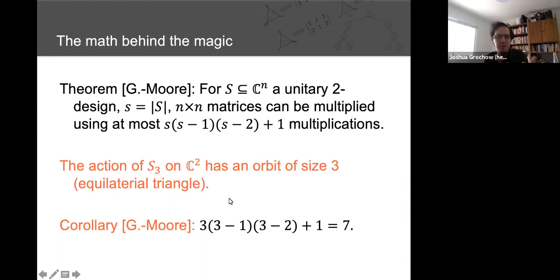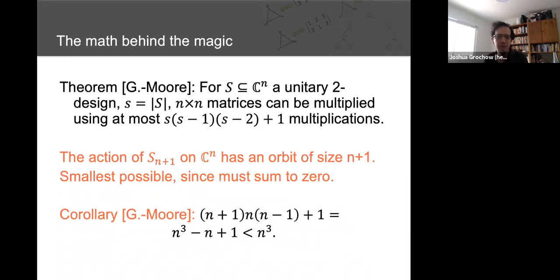And so Strassen's algorithm somehow comes from this unitary 2 design, or if you like, this group orbit. Now there's some real structure to this. I didn't write down the exact equations, but the point is there's a nice mathematical object sitting here that gives you these 7 multiplications. You can also generalize this: the symmetric group always has an orbit of size n plus 1 in C^n, which are the corners of an equilateral simplex. That gives you n cubed minus n plus 1, which beats the trivial n cubed, but not by much, and we know algorithms that are much better than this. But the interesting thing is that not only do we have structure, but this structure generalizes.